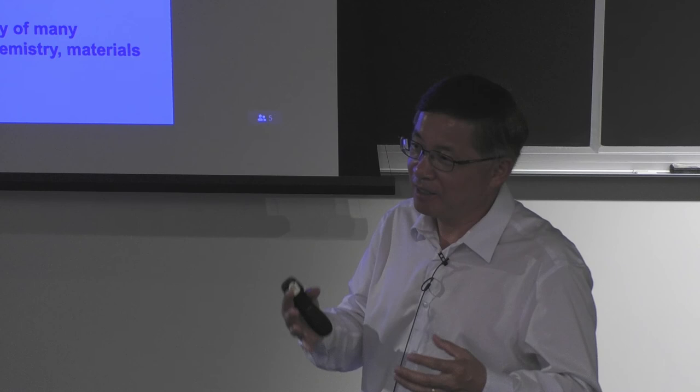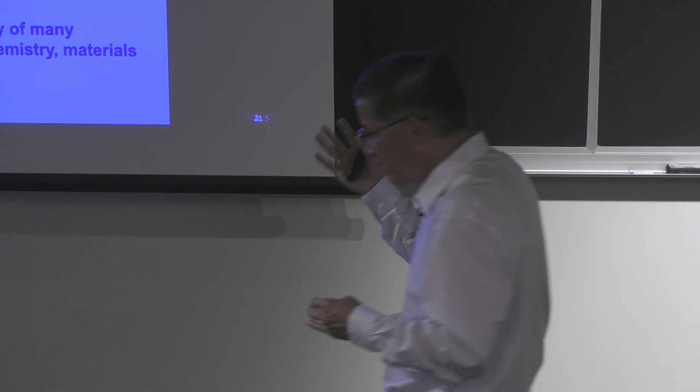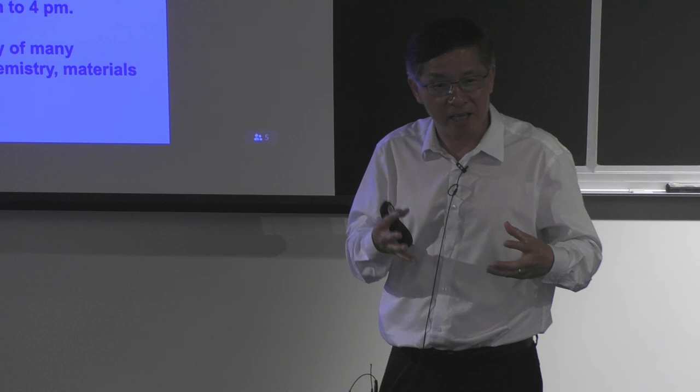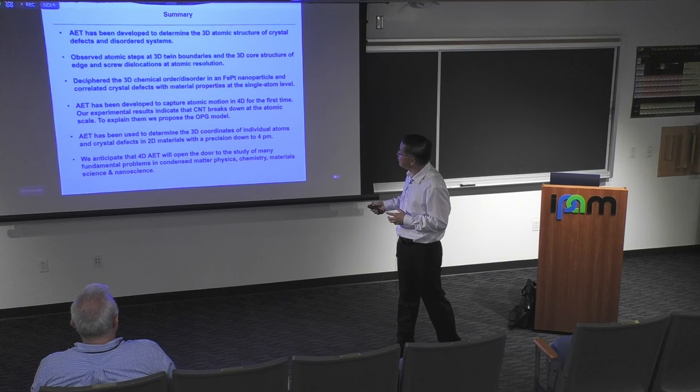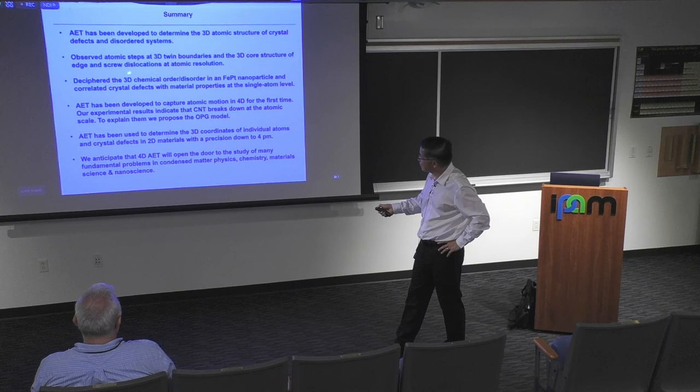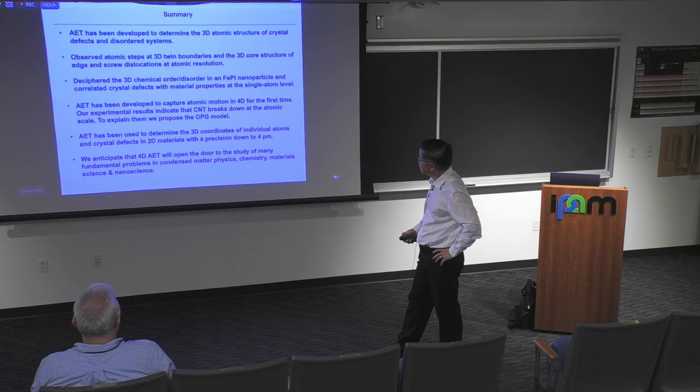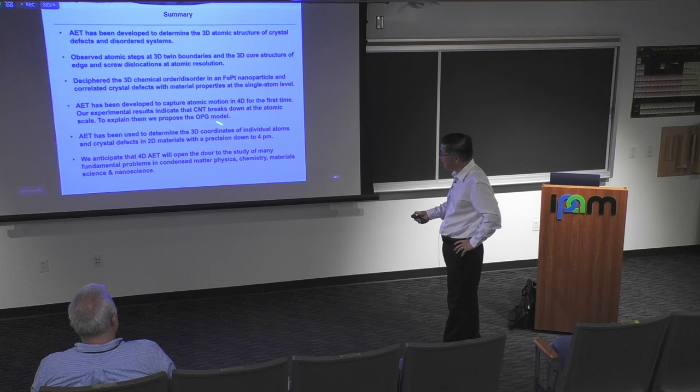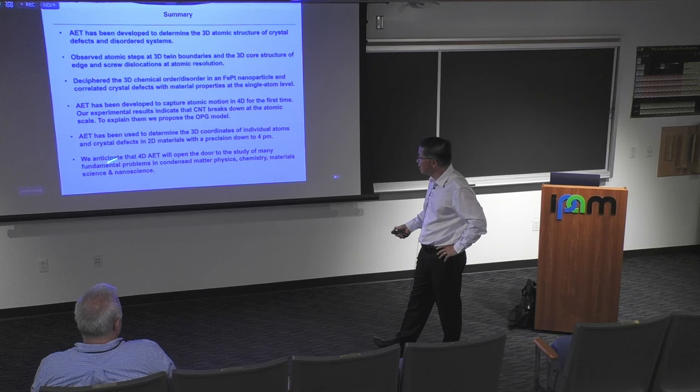This could be a very important future: getting 4D. I know there's some work in the X-ray community, they're already doing something like this, but they get individual atoms, the atomic motion, atoms moving. And we observed atomic steps, 3D twin boundaries, dislocations, and we also deciphered the 3D chemical order and disorder at the single-atom level, and we studied nucleation. We have determined individual atoms in 2D materials to as high as 4 picometers precision. So this has opened a new direction because we add new dimensions: X, Y, Z, and hopefully time in the future. That's the way it should be going.